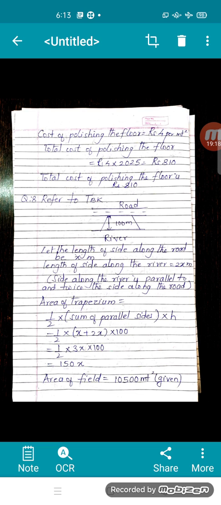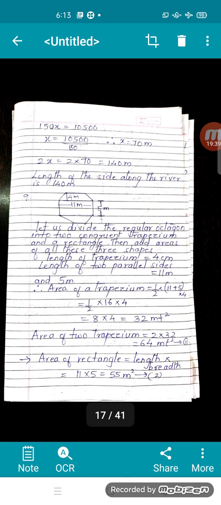Following? But area of field is given to you as 10,500 meters square. So 150x equal to 10,500. So x will be 70 meter and 2x will be 140 meter. So length of the side along the river is 140 meter. Is it clear? Question number 9.